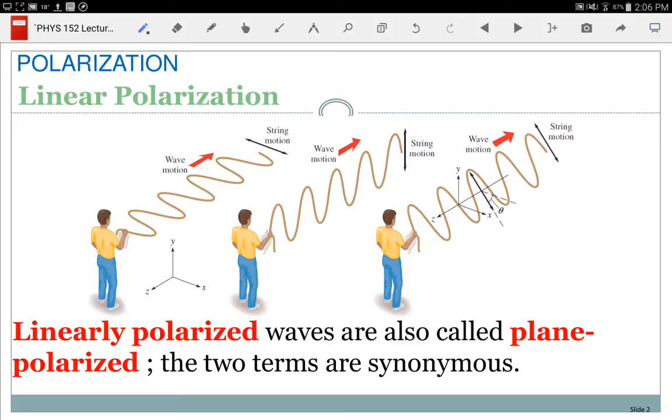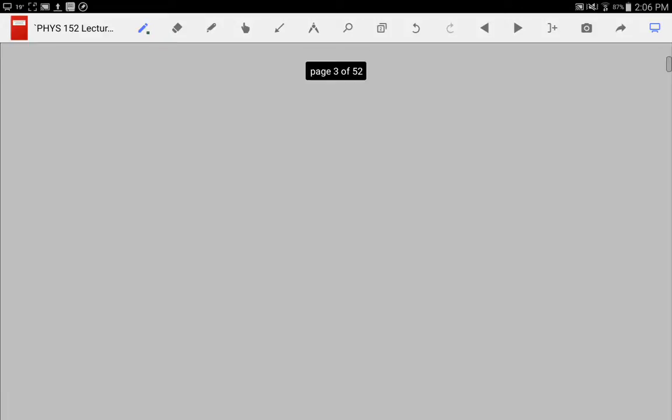What they're using there is what we call circularly polarized light, which is a little more complicated than what we're going to talk about here in class today. So let's get into this a little bit.